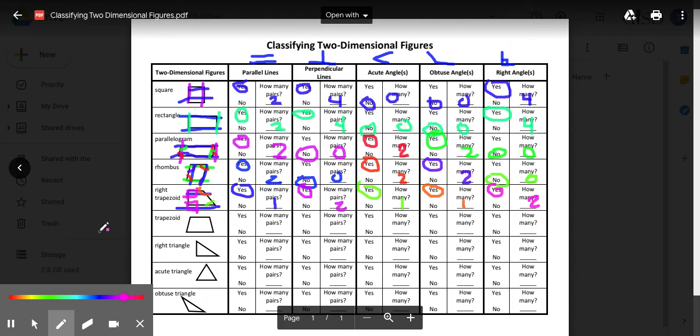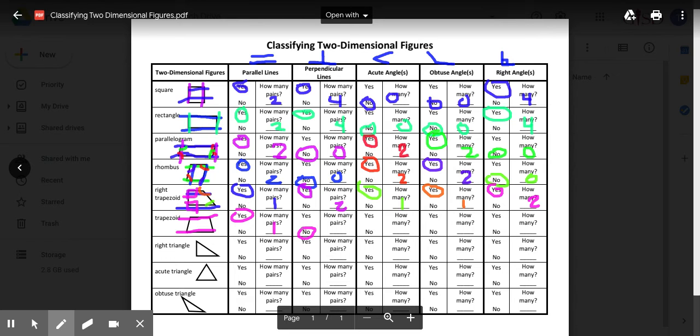The next shape we're going to look at is just a regular trapezoid. The first question asks you if I have any parallel sides. You have this top side and the bottom that are parallel to each other. So a trapezoid always only has 1 pair of parallel sides, so your answer is yes, and the answer is 1 pair. It asks if you have any perpendicular sides. And there are no sides that form a right angle, so your answer to this one is no.